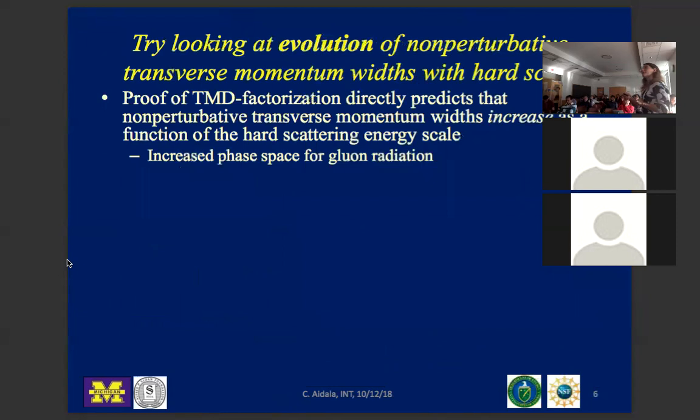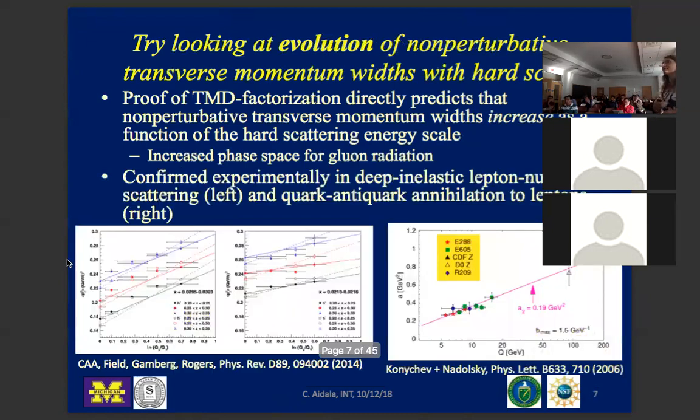So we thought we could look at the evolution of the non-perturbative transverse momentum widths with the hard scale. Why did we go in this direction? Well, because the proof of TMD factorization directly predicts that the non-perturbative transverse momentum widths increase as a function of the hard scattering energy scale. At least for myself, I think about this intuitively as having increased phase space for gluon radiation, soft gluon radiation.